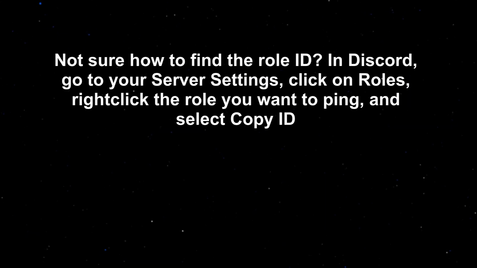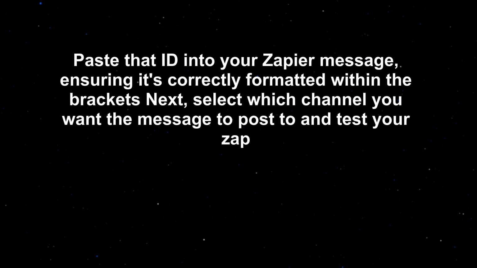Not sure how to find the role ID in Discord? Go to your server settings, click on Roles, right-click the role you want to ping, and select Copy ID. Paste that ID into your Zapier message, ensuring it's correctly formatted within the brackets.